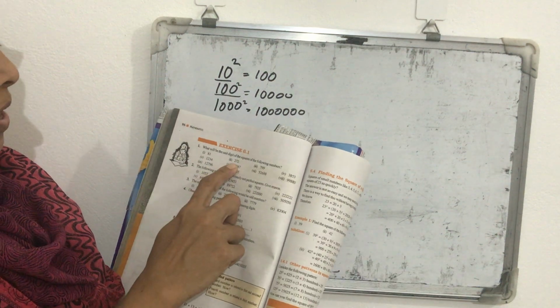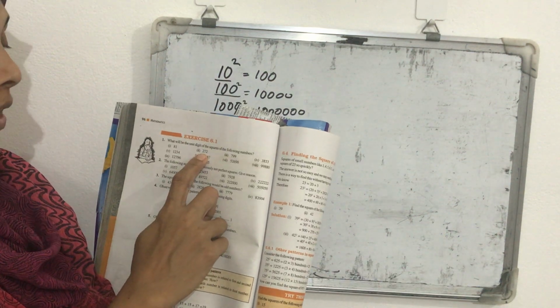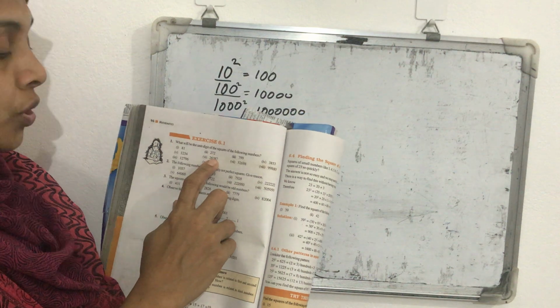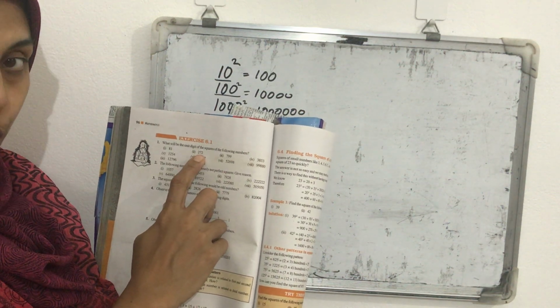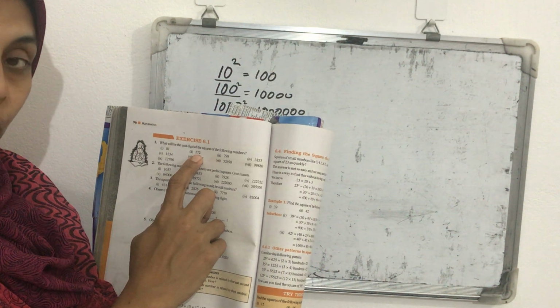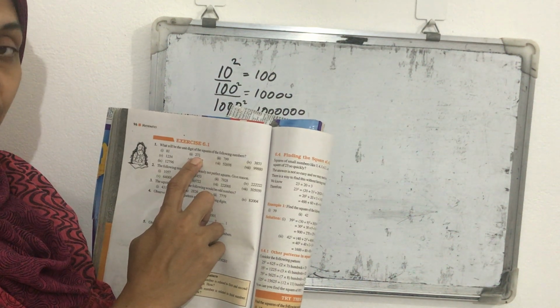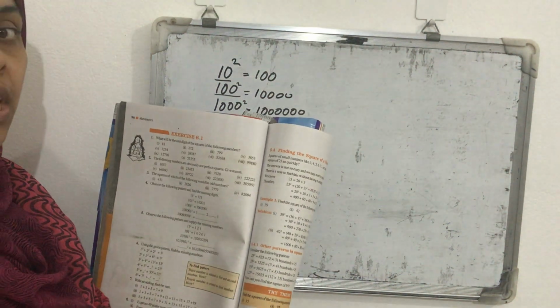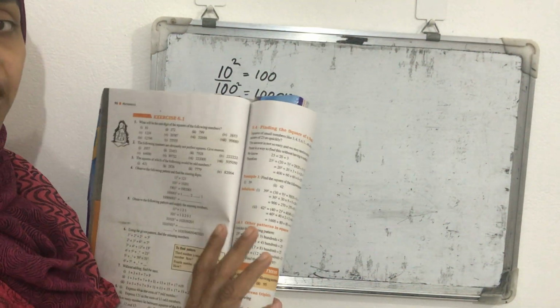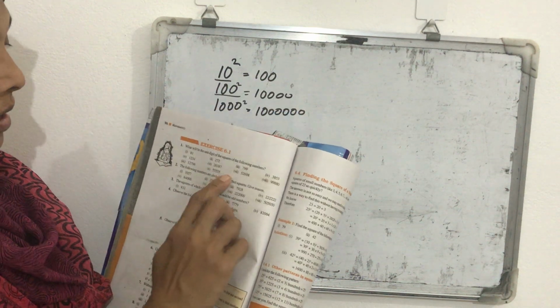Now 272. Question B, 272. The units place is 2, so in its square number it will be 4. So if it is 2 or 8, then in its square number its units place will be 4.